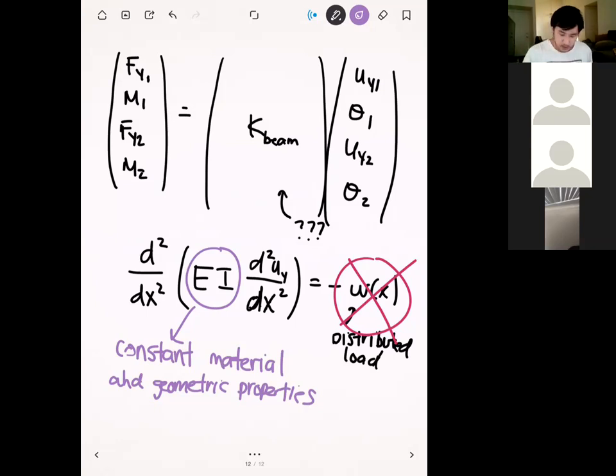Okay, and so if we apply those assumptions, that simplifies our equation quite a bit. Okay, and so now what we have is E times I times d to the fourth u_y over dx to the fourth, and all this is equal to 0. Okay.